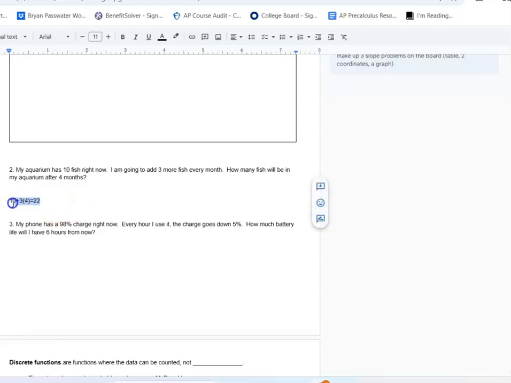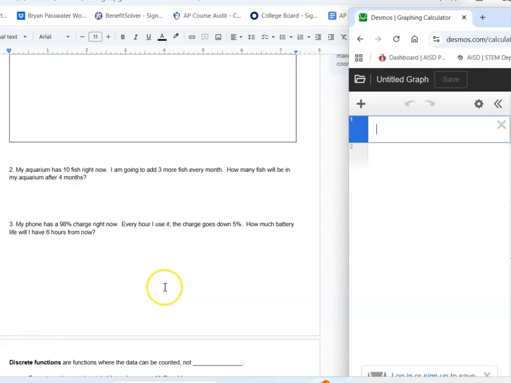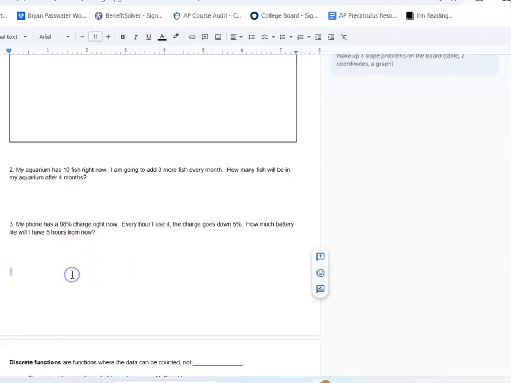Number 3 is the same type of question, but a little different. We're actually going to be subtracting from that one. My phone has a 98% charge right now. Every hour I use it, the charge goes down 5%. How much battery life will I have 6 hours from now? We start at 98, and we are subtracting because the charge goes down 5%. How many times does that happen? 6. So it's really 98 minus 6 times 5, and that is 68. I think that's what you get for that.